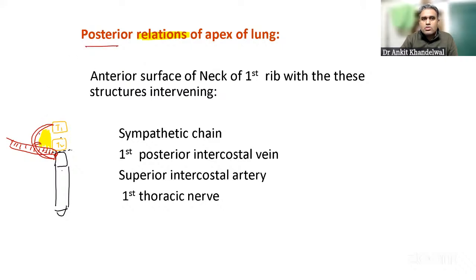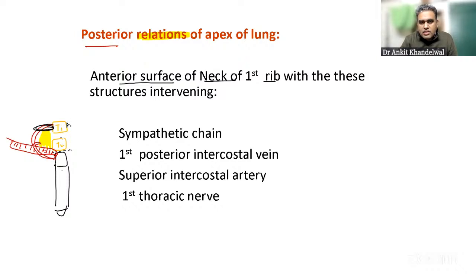Now, what lies behind? Here we are talking about posterior relations. The posterior relations of the apex of the lung are right over there. This is the anterior surface of the neck of the first rib, because the head and neck of the ribs are attached, or very close to the vertebrae.